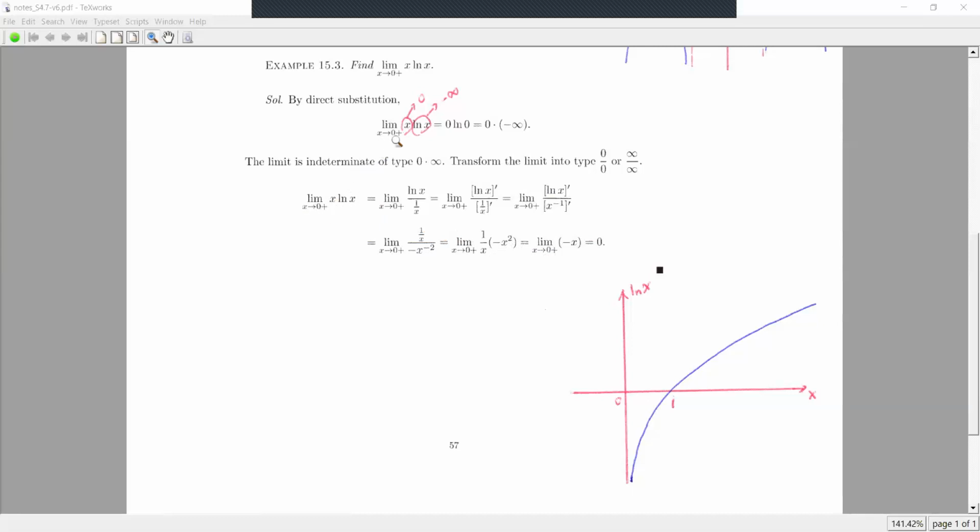When x approaches 0, natural log approaches negative infinity, but their product approaches 0. Why? It is because x approaches 0 faster than natural log approaches negative infinity. So their product approaches 0. This limit is 0.